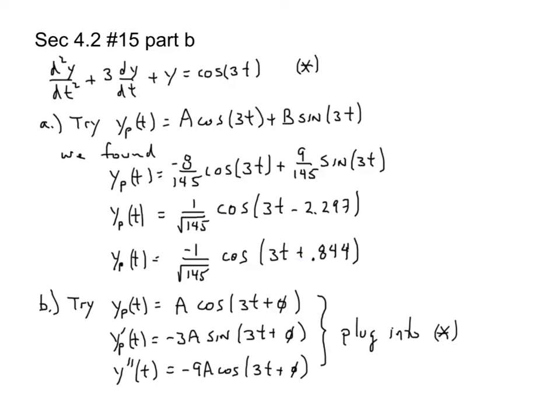Part B says, why not just start with the assumption that we're going to get our steady state solution, our particular solution, in the form of A cosine of 3t plus phi. It's this plus sign that makes some of the signs a little different, but in the end everything's going to look the same. If this is our assumption, we have to take its first and second derivative, let me put a p here, and then plug this into our equation. So we go to the next slide where we do that.